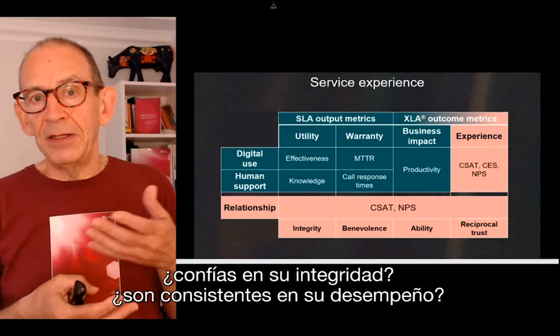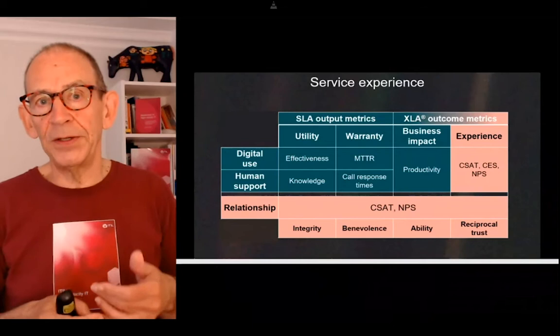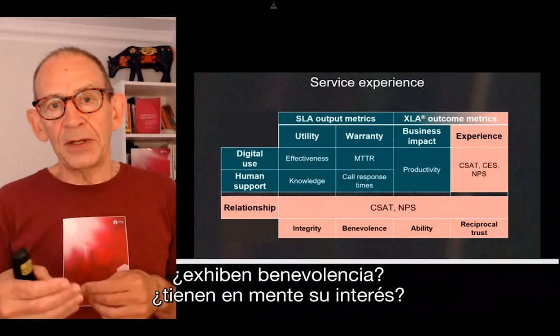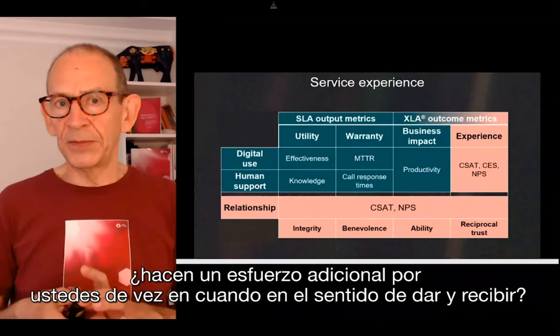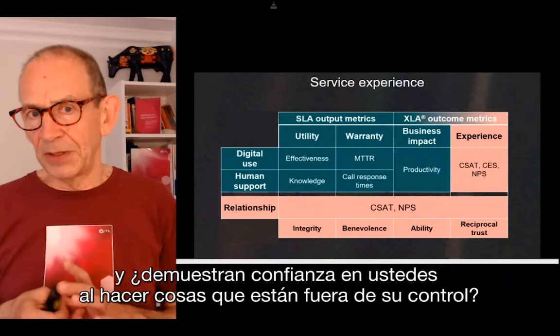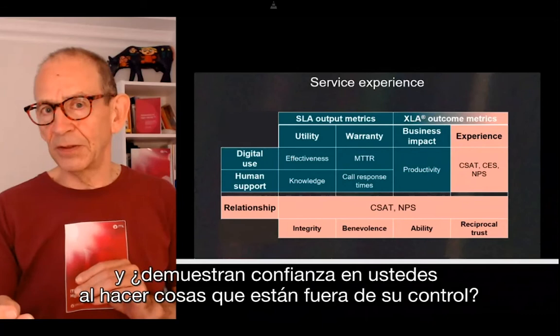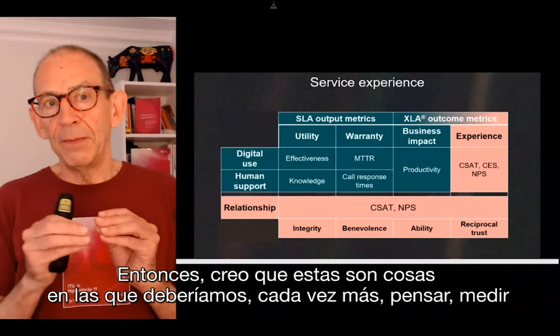Do they keep their word? Do they adhere to values that appeal to you? Do they exhibit benevolence? Do they have your interests in mind, apart from what is contractually agreed? You know, do they go the extra mile for you from time to time in the sense of give and take? And do they exhibit trust in you by doing things which are out of their control? So these are things I think that we should be increasingly thinking about, measuring, and possibly putting into agreements.